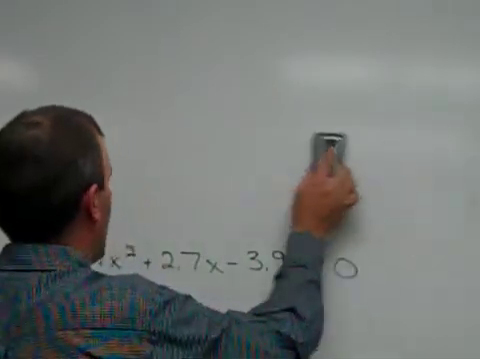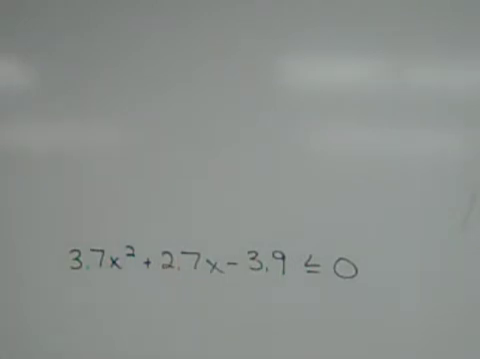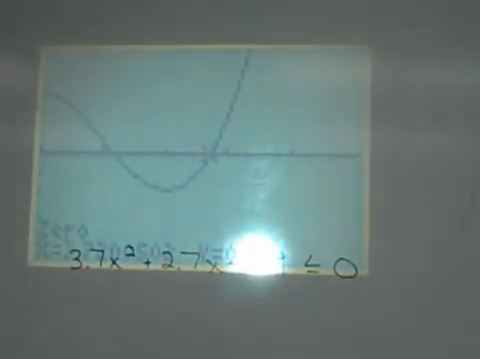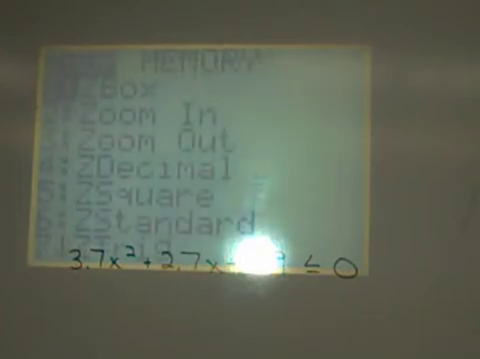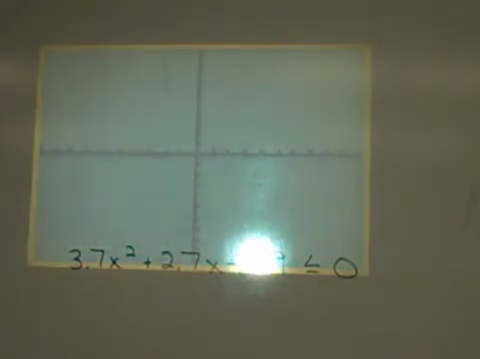We're going to take a minute to graph this. We're just going to graph it as an equation, so we're going to type in exactly what we see: 3.7x squared plus 2.7x minus 3.9. And let's take a look at that graph. Zoom 6 gives us a standard screen.